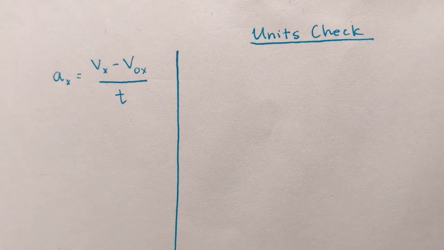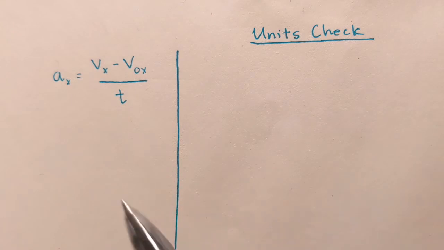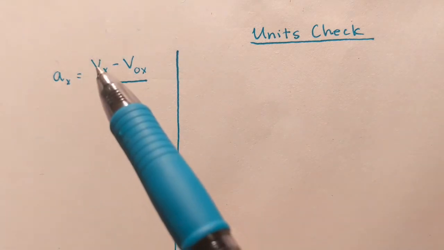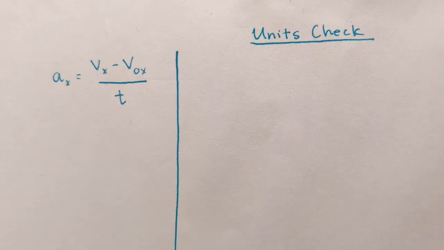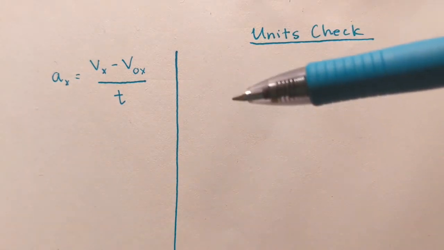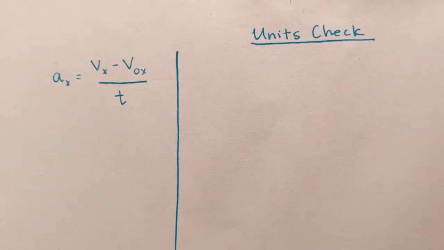Okay, and finally I'm going to show you how to do a units check when you're solving for acceleration. So instead of plugging in numbers into the variables, I'm going to plug in the units that these quantities are measured in. A units check is useful in that it tells you whether you solved the equation correctly. So when we plug in our units, we should get meters per second squared because we're solving for an acceleration.